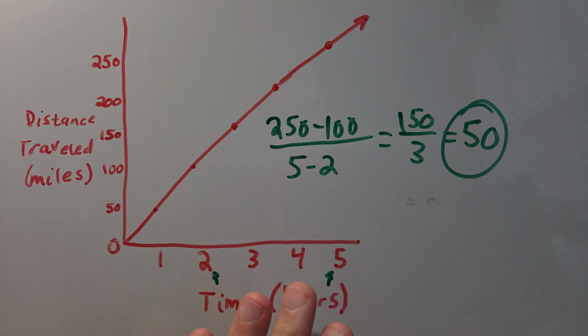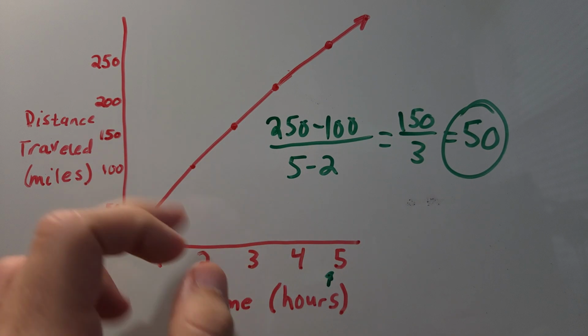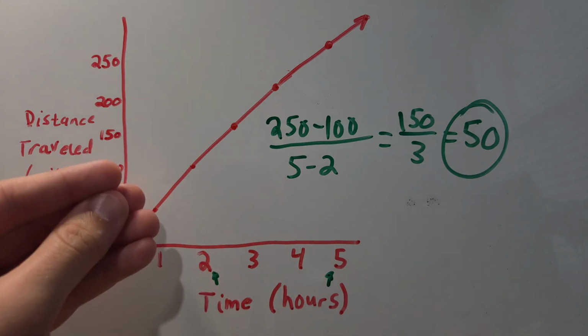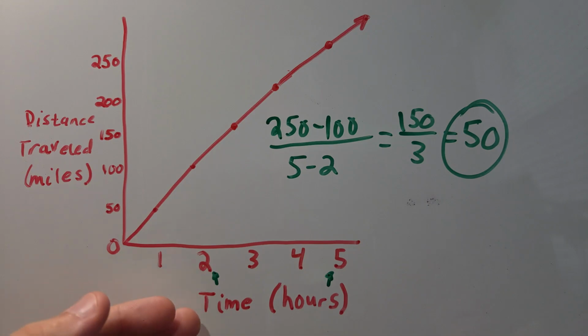So this is what rate of change is. It's that quantity, remember, the change in y over the change in x. Rate of change allows you to see that relationship between those two quantities, whether it's time and distance, or in the last example, a charge and the number of days.